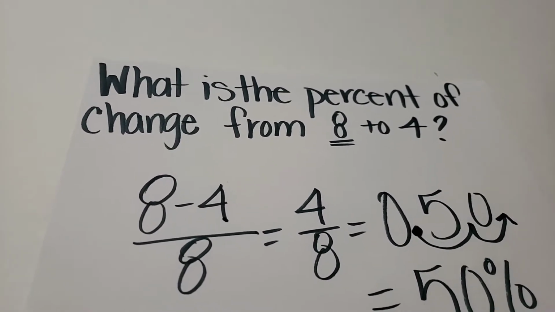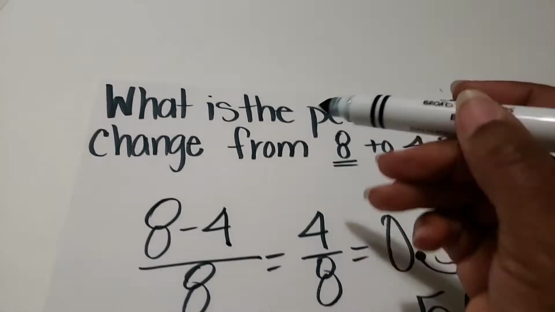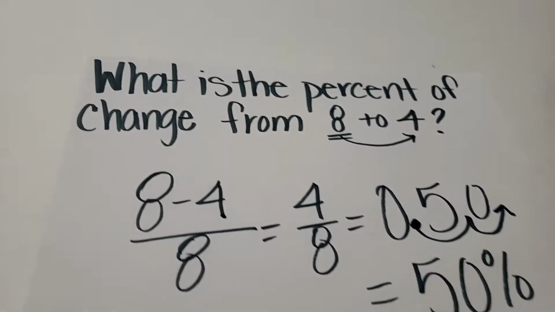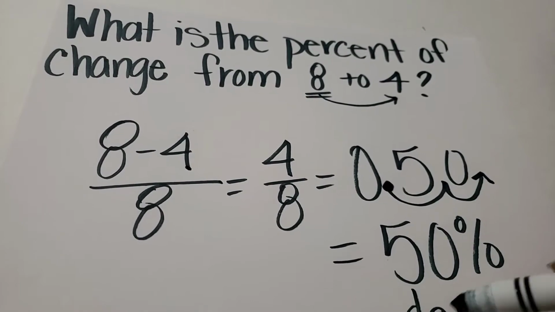Now we have found a percent. Now what is the change? They say percent of change. How did this change from 8 to 4? Well, from 8 to 4 is a decrease, it's a drop. So my answer would be a 50% decrease.